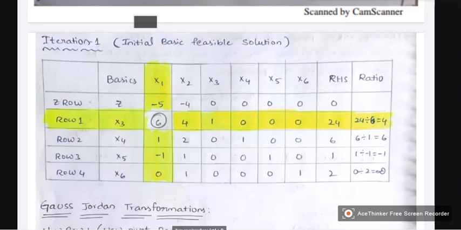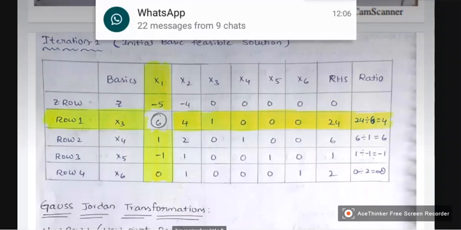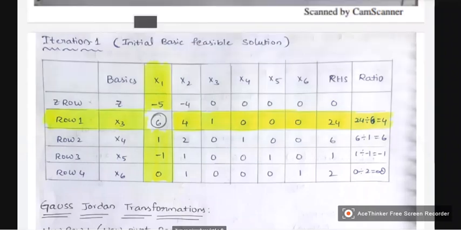Our problem is a maximization problem. So this is not the optimal solution. Right now in this table, what is the solution? x1 is equal to 0, x2 is equal to 0, but x3 is equal to 24, x4 is equal to 6, x5 is equal to 1, x6 is equal to 2. So Z is equal to 0. This is not the optimal solution. Why?